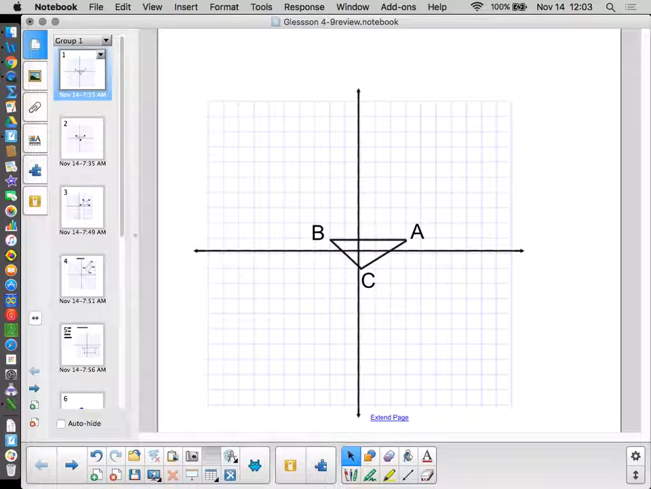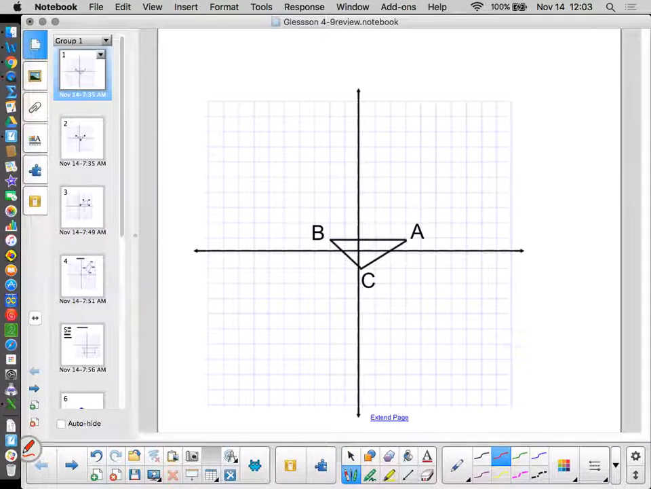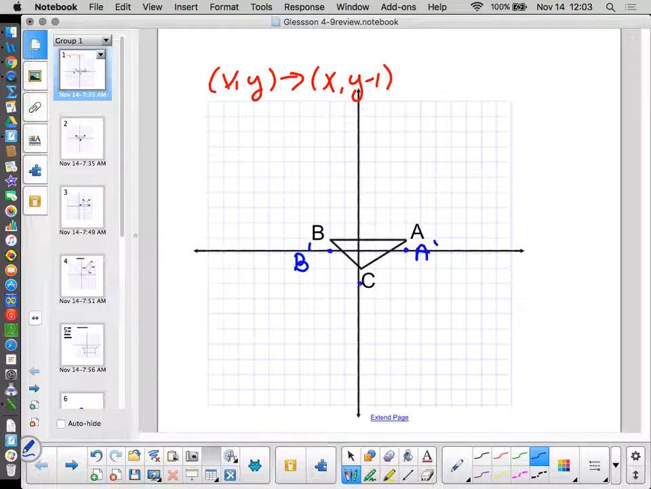All right. First set of problems, (x, y) going to (x, y - 1). So what does that mean we're going to do with this shape? What's going to happen to it? It's a translation. Describe that to me. Down 1. How about right, left? Not at all. And when we draw our new points, we're going to put our new points in and label them and then connect them, because whenever we do a transformation of a shape, we pretty much do one point at a time.